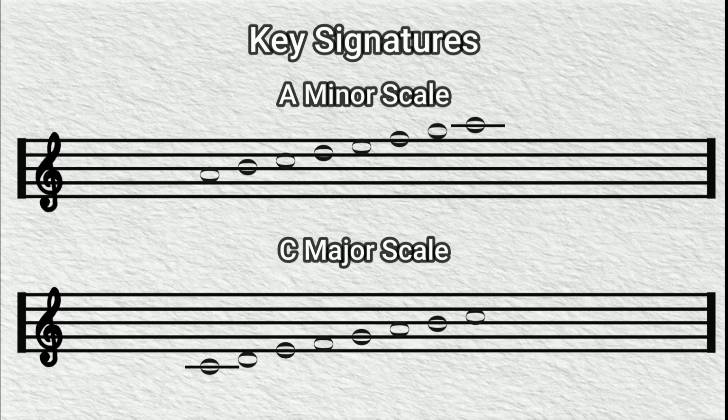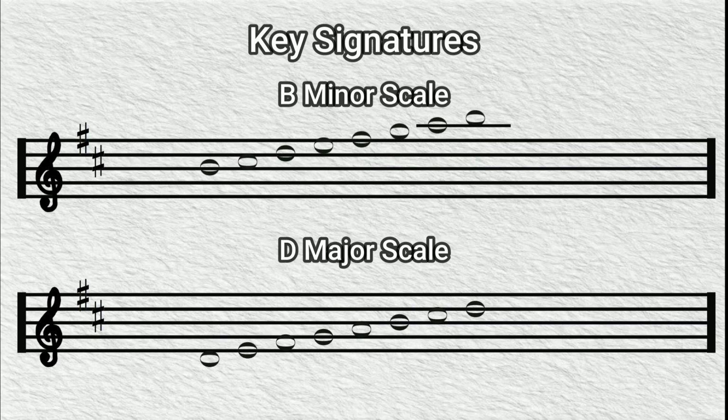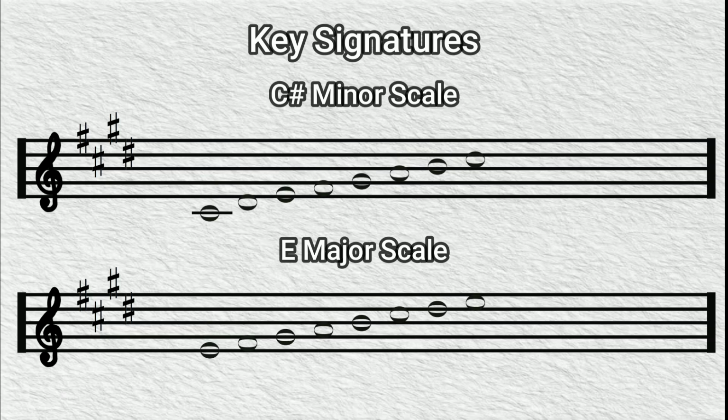So let's look at all the key signatures for the minor scale. A minor and C major share the same key signature and they have no flats or sharps. E minor and G major share the same key signature and they both have 1 sharp. B minor and D major share the same key signature and they both have 2 sharps. F sharp minor and A major share the same key signature and they both have 3 sharps. C sharp minor and E major share the same key signature and they both have 4 sharps.